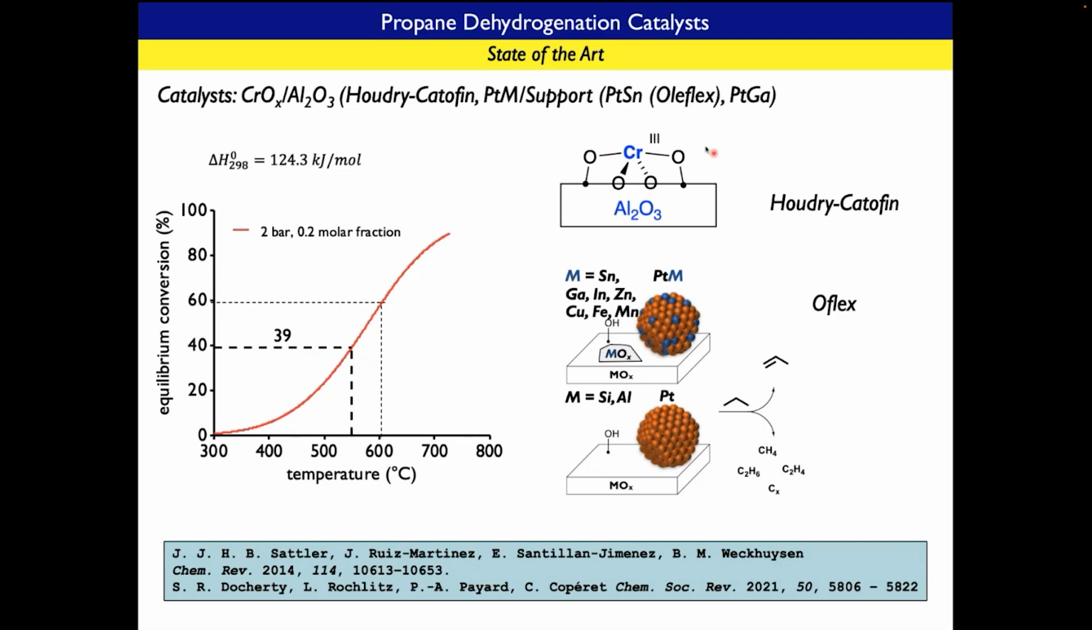The Udry-Catofin type catalysts, which are basically supported chromium oxide on alumina, where people propose that chromium-3 is the active site. And then you have this more complex system where you have platinum in the presence of a promoter element, typically tin in the Oleflex process, but also nowadays you see many other elements, in particular gallium, which has been shown to be an interesting system for this reaction. So I will show you our contribution in that field, by trying to understand this very complex system.